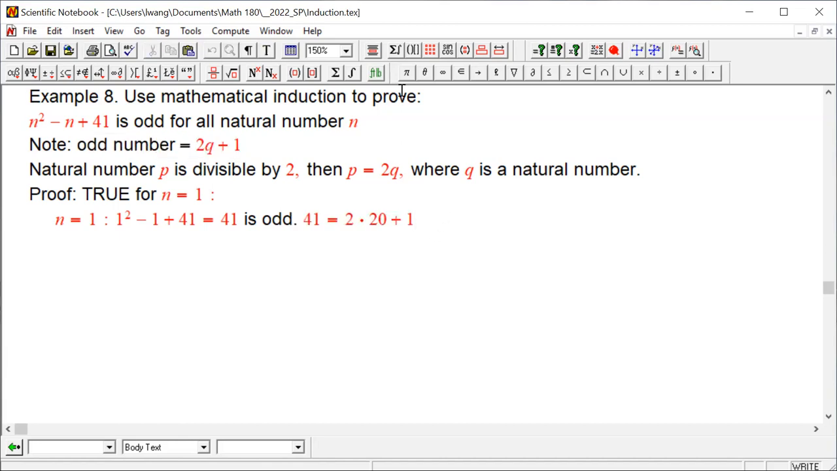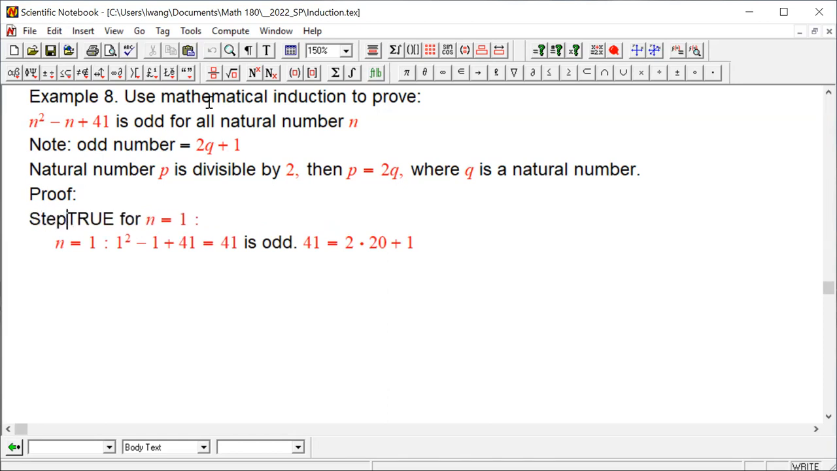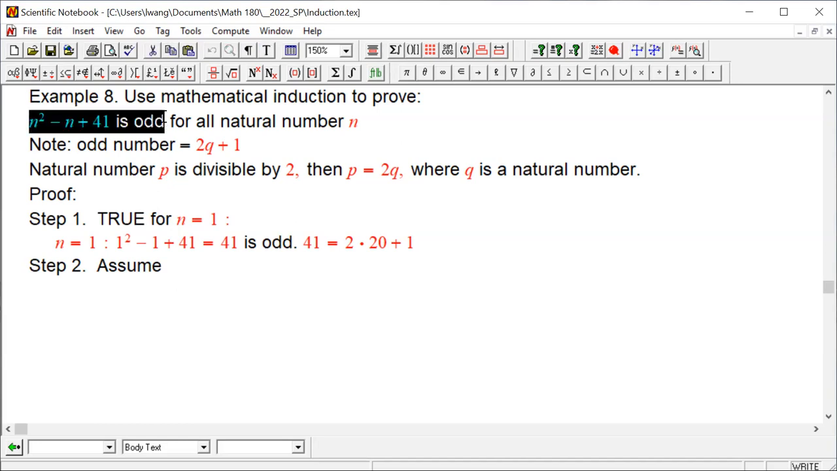But anyway, step 2. We got step 1: true for 1. So step 2, assume the statement is true for k.